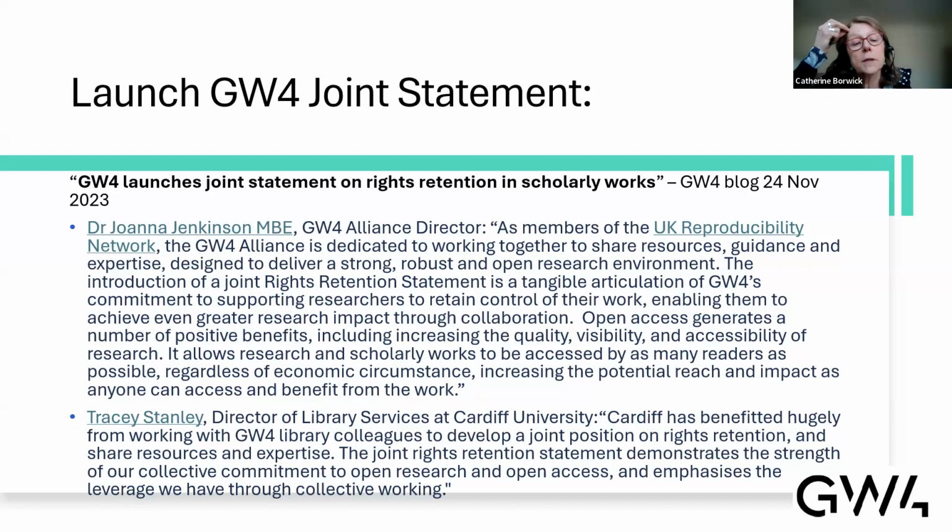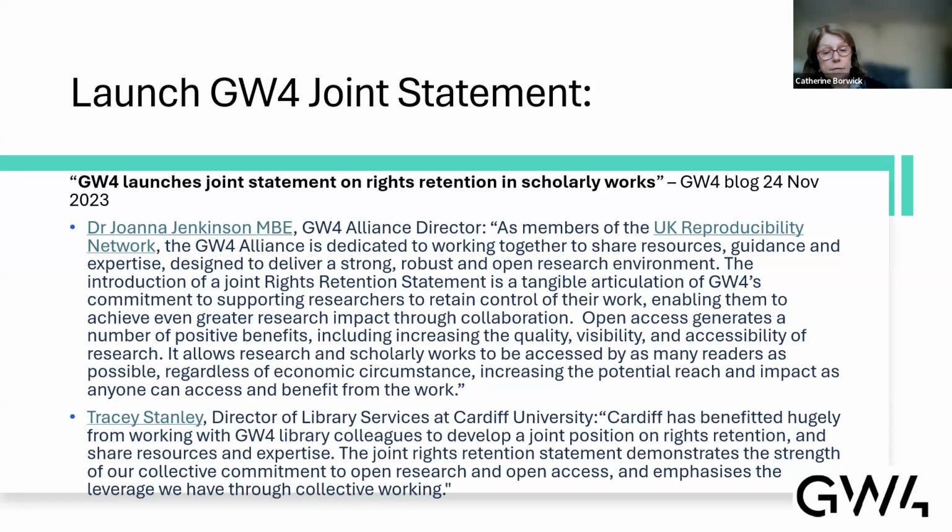So if you read those, the GW4 Alliance is dedicated to working together to share resources, guidance and expertise designed to deliver a strong, robust and open research environment. The introduction of a joint rights retention statement is a tangible articulation of GW4's commitment to supporting researchers to retain control of their work, enabling them to achieve even greater research impact through collaboration. Open access generates a number of positive benefits, including increasing the quality, visibility, and accessibility of research, and allowing research and scholarly works to be accessed by as many readers as possible, regardless of economic circumstance, increasing the potential reach and impact as anyone can access and benefit from the work.